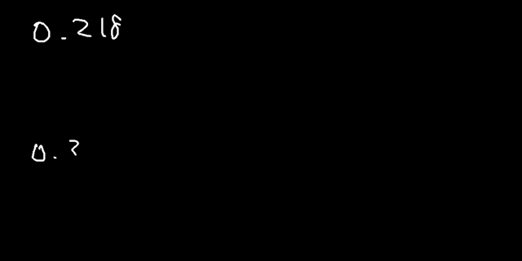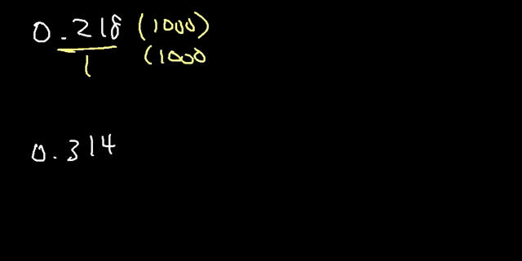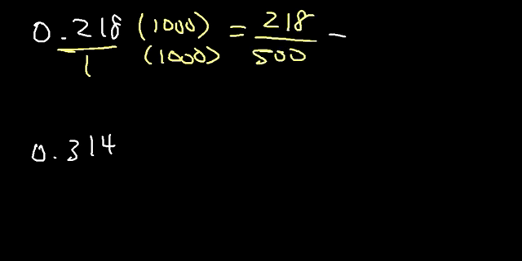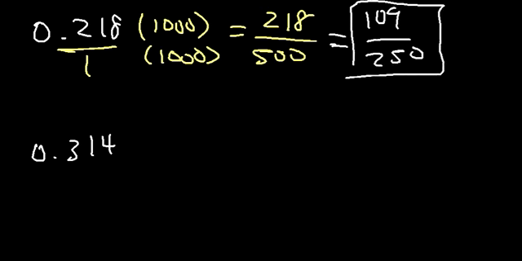So what about these? 0.218 and 0.314. So this time the last digit is in the thousandths place, so we're going to multiply top and bottom by 1,000. So this is equivalent to 218 over 500. And to reduce the fraction, we're going to divide top and bottom by 2. Half of 218 is 109, and half of 500 is 250. And 109 is an odd number, so we can't divide it by 2. And it doesn't really go into 3, so we got to stop there.